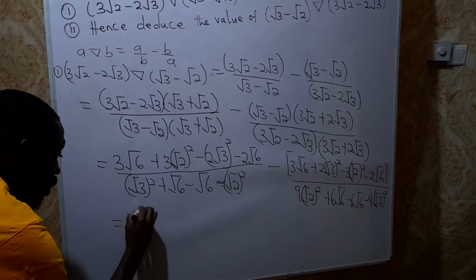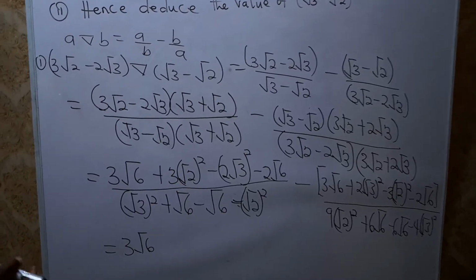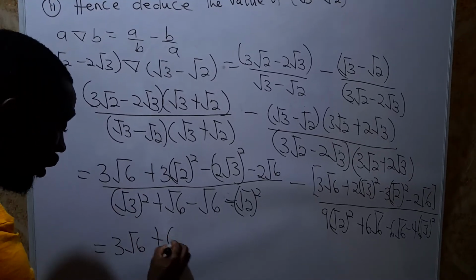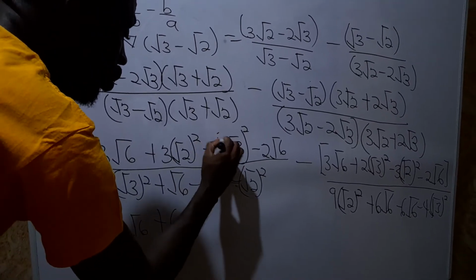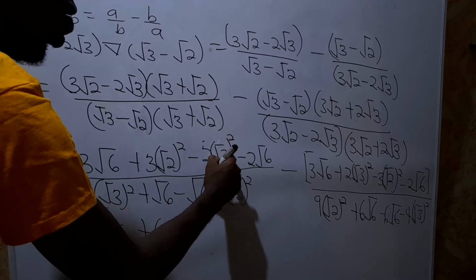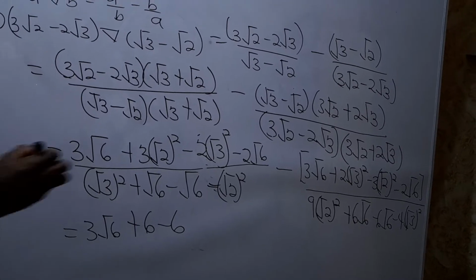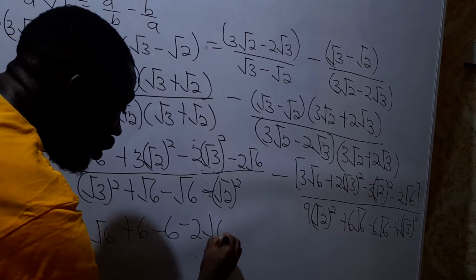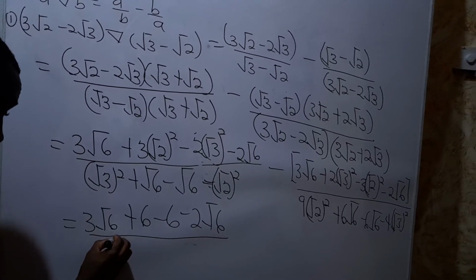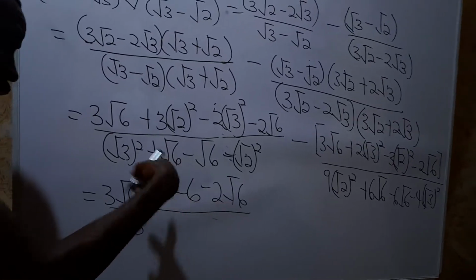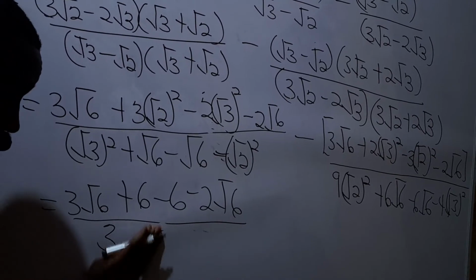We have 3 root 6. 3 and root 2 square is 2. 2 times 3, that is 6. Then we have 2 root 3 square here. So root 3 square is 3 times 2 will be 6. Minus 2 root 6 over the denominator. This root 3 square is 3. See, root 6 minus root 6 will be 0. Then this root 2 square is also 2.